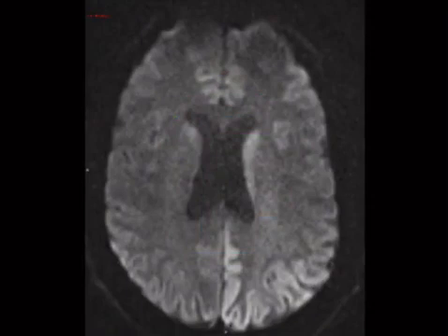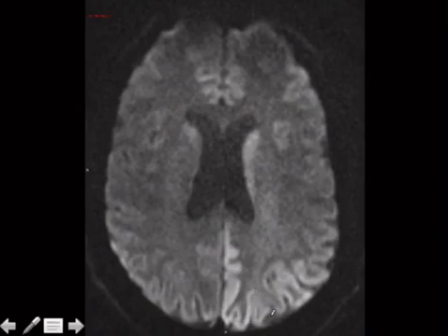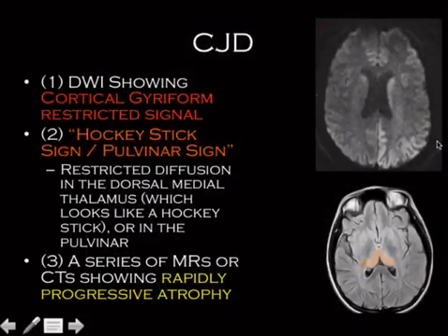All right, next case. So here is a gyriform restricted diffusion. So what the hell does that mean? It means the cortex is restricting diffusion here. See that? Look at that. Boom, boom, boom, all the way around. A little bit maybe going up here too. All right, so this is a classic way to show CJD, which isn't as uncommon as you think. And the classic look is cortical gyriform restricted diffusion.